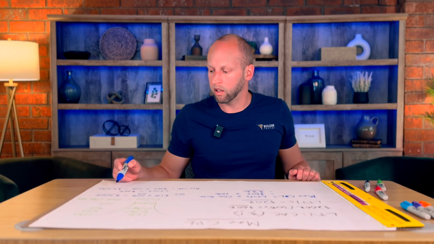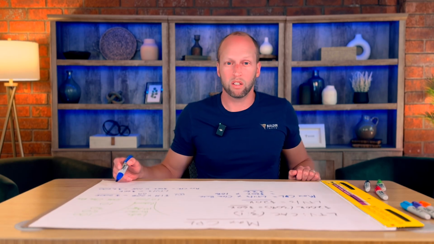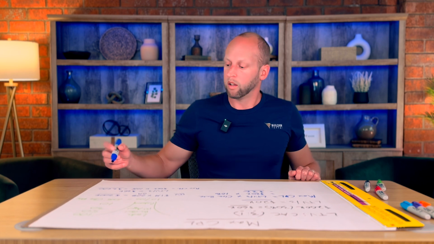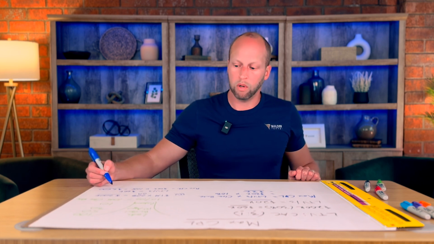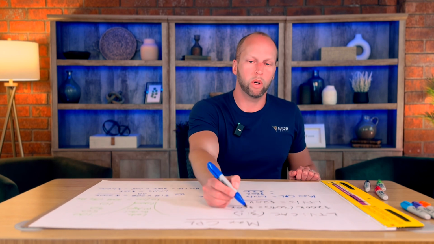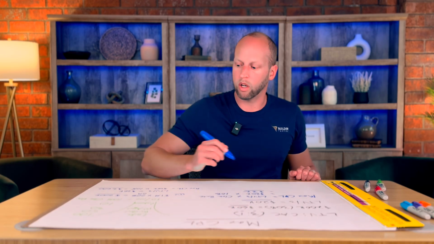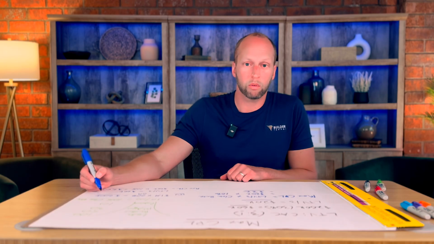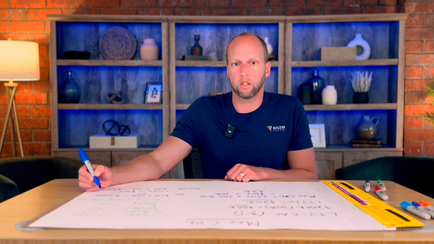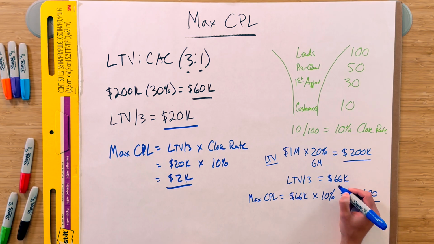So this is the max cost per lead for this custom home builder. And you might be thinking, that's a huge number, $6,600. But again, you can spend this much and still be at a 3-to-1 in terms of what it costs you to acquire that customer and what it's worth to you. Remember, in this instance, a customer is worth $200,000. That's a significant amount of money. Dividing it by 3, 66 is the most we'd want to spend to acquire that customer.